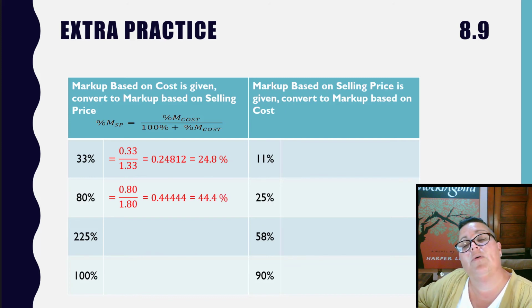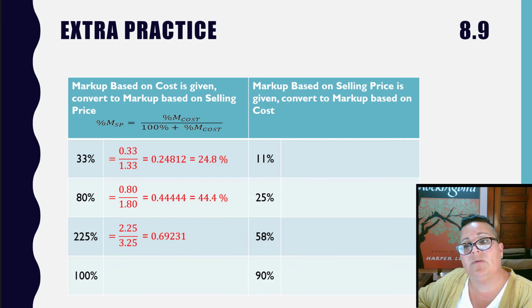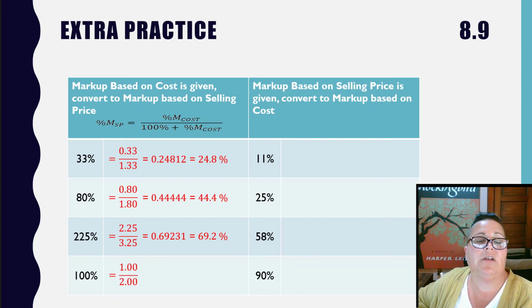Likewise, the next one would be 0.8 divided by 1.8, which is 0.4 repeating. This is 44.4%. The next one would be 225% divided by 100 plus that, or 325%, for 0.69231, or 69.2%. And lastly, if we had 100% markup, that is, if our markup was the same amount as our cost, this would be 100 divided by 200, or 1 divided by 2, which is 0.5, or a 50% markup based on selling price. That makes perfect sense to me.